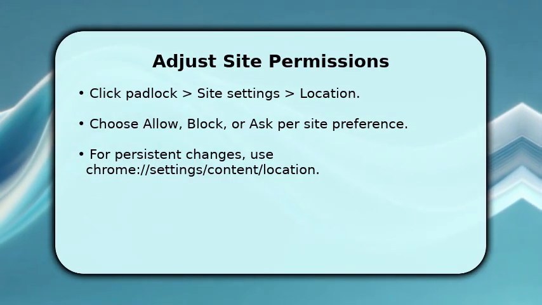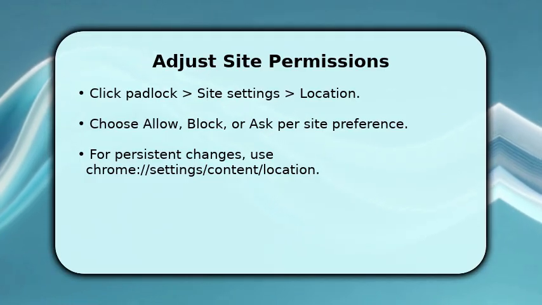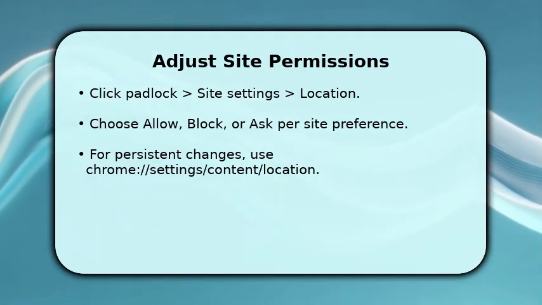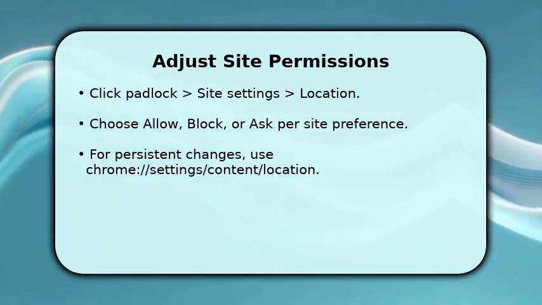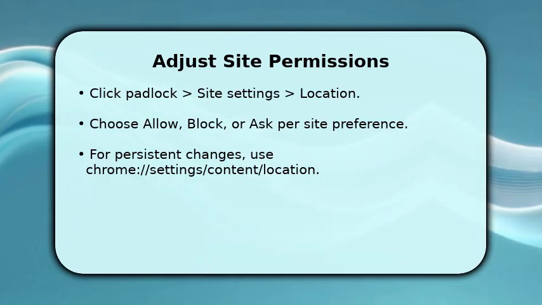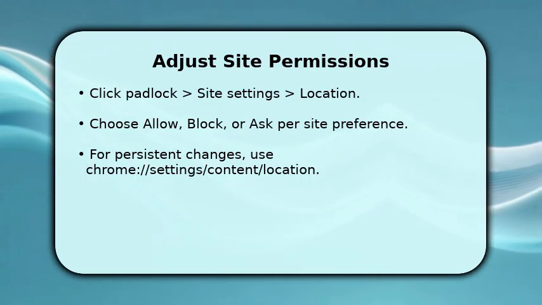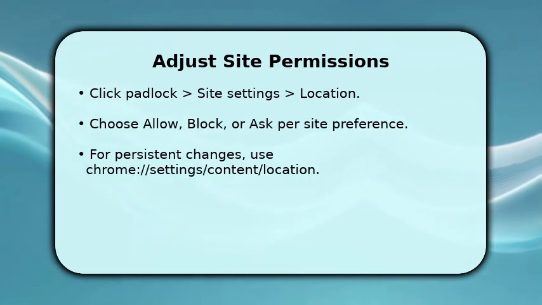If you prefer prompts, choose Ask so Chrome requests permission each time. Choose Block to deny. To change multiple sites or reset choices, open Chrome://settings/content/location in the address bar and manage entries under Allow and Block.